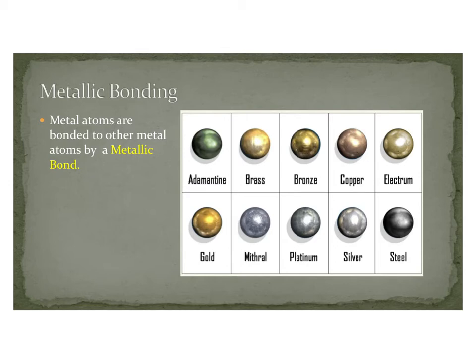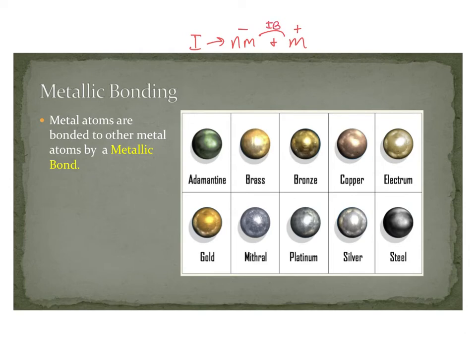For the rest of today, we're going to talk about a second kind of bond, which is metallic bonding. We know that ionic bonds are made when a nonmetal and a metal come together. The metal loses electrons and becomes positive. The nonmetal gains electrons and becomes negative, and you get an ionic bond between them.